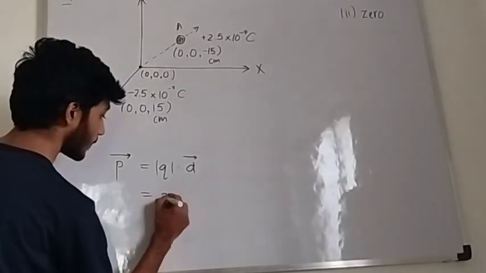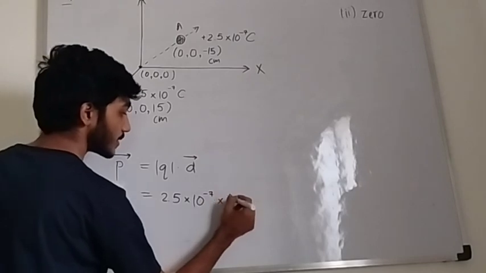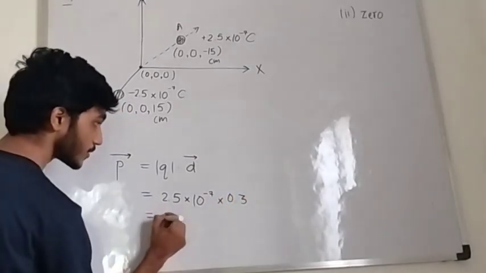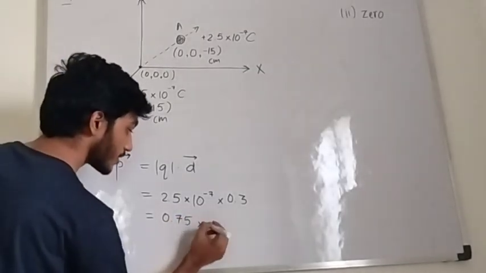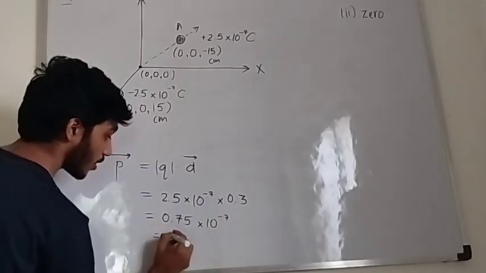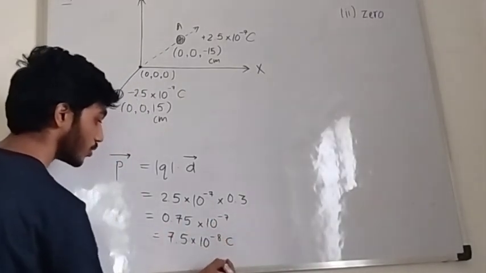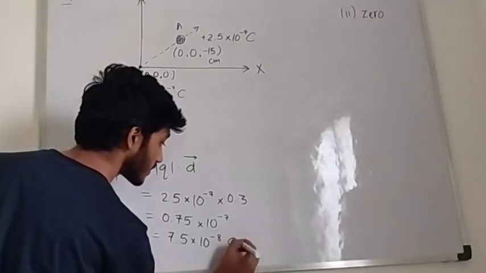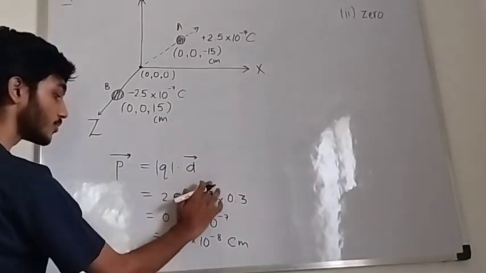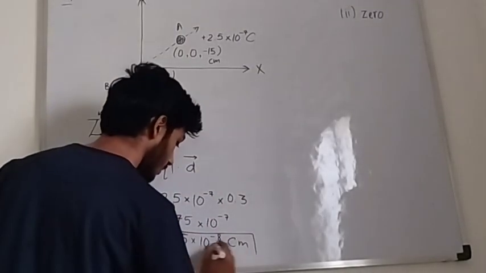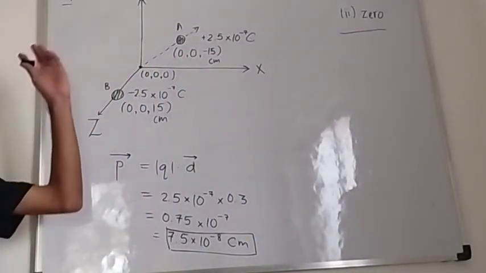So we will write here 2.5 times 10 to the power of minus 7 times 0.3. This will come up to be 0.75, I guess, yeah, into 10 power minus 7, or 7.5 into 10 power minus 8 coulombs. Oh no, sorry, the unit is coulomb meter. You see, this is in coulomb and the distance is in meter, so the unit will be coulomb meters. So this and these two are the answers of the 9th question.